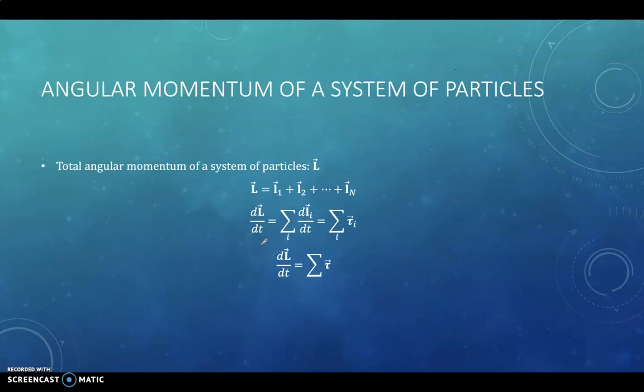Alright, so let's go ahead and move on to angular momentum of a system of particles. And it's very similar. It's just adding up all of the angular momenta of each individual particle. So that's what is shown here. The total angular momentum of the system of particles is equal to the angular momentum of the first particle plus the angular momentum of the second, and so forth. When we take that derivative, again, we'll get the total tau here, the total torque.